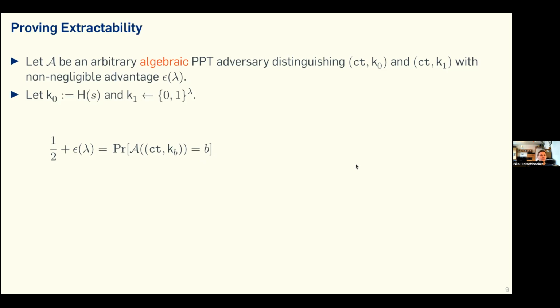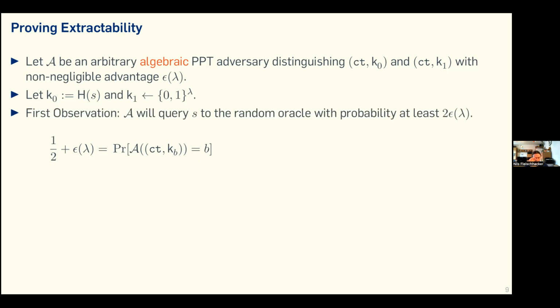Okay, now let us define that K0 is actually H of S, and K1 is a uniformly random value. The first observation that is very important is that A will query S to the random oracle with high probability. In particular, if the advantage of the adversary is epsilon, then it will query this S to the random oracle with probability at least 2 epsilon. Now, why is that? Well, if they do not query the S to the random oracle, then their view will be independent of B.